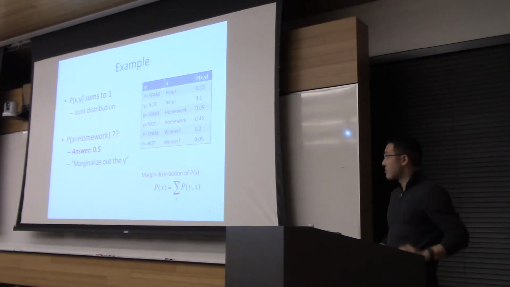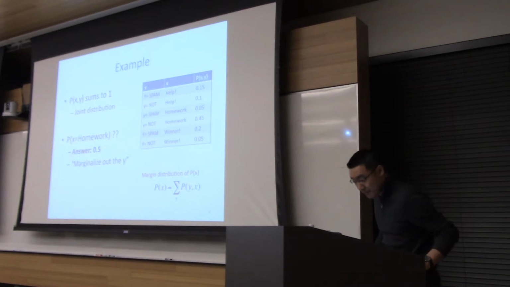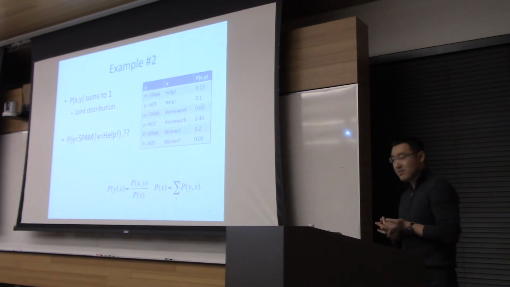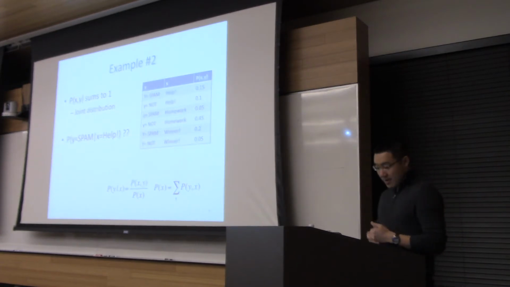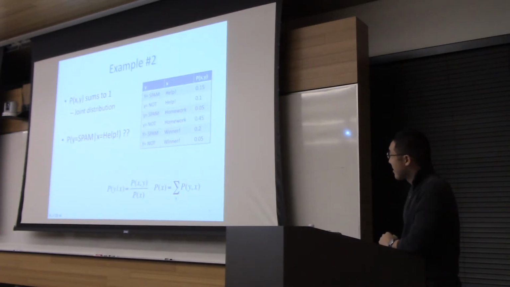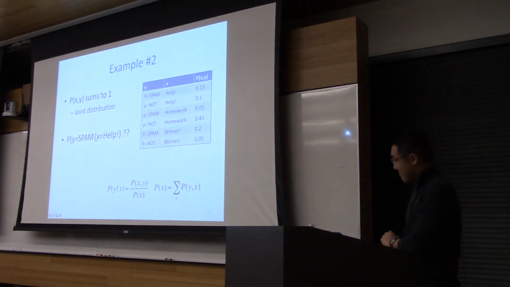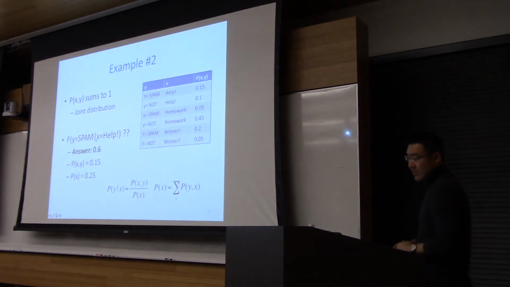So this is also known as marginalizing out the y. We can ask the question of what is the probability of y equals spam given x equals health? Again, we can apply this rule. This rule says P of y given x is equal to P of x comma y divided by P of x. P of x we already know how to compute. We just set x equal to health and sum over all possible y. And then x comma y is health comma spam. That gives us an answer of 0.6.